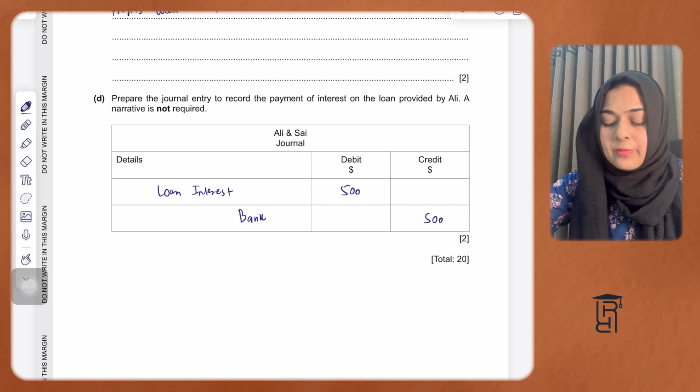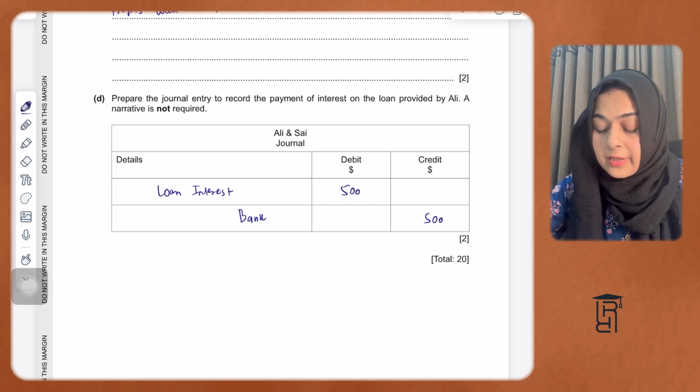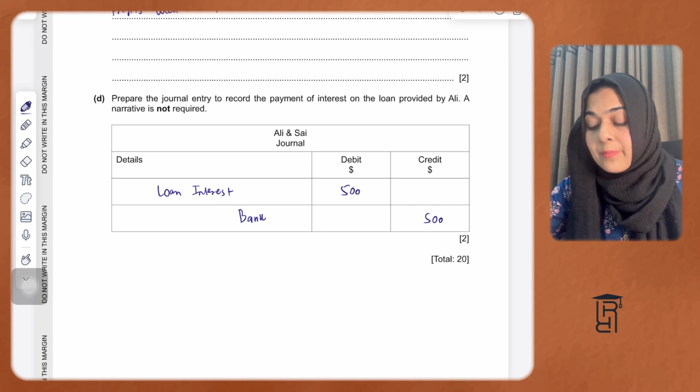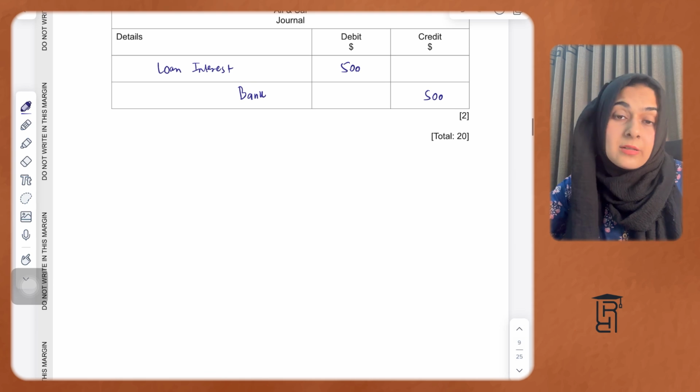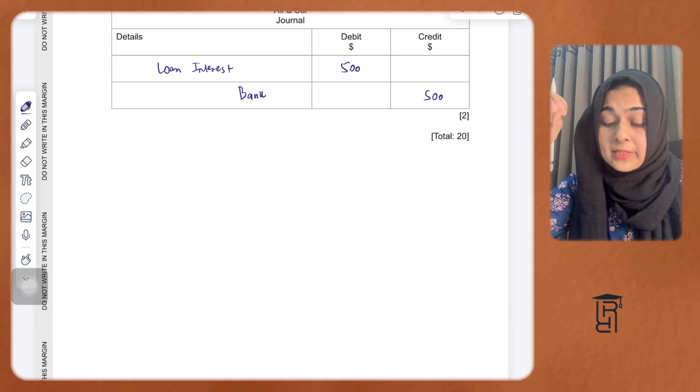Expenses are always debited. That is why I'm debiting loan interest. Whenever we are making a payment for an expense, we record that on the debit side of the expense account and on the credit side of the bank account, of course, because money is going out of the business.